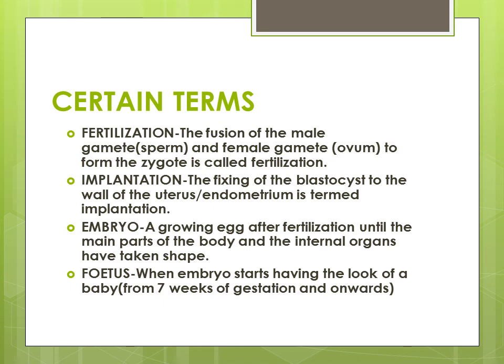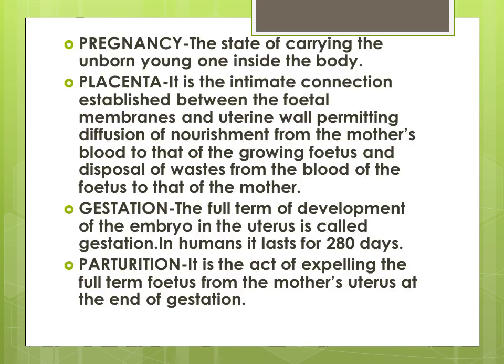Embryo is a growing egg after fertilization until the main parts of the body and the internal organs have taken shape. Fetus. When the embryo starts having the look of a baby, that is from 7 weeks of gestation and onwards, it is called a fetus. Pregnancy. The state of carrying the unborn young one inside the body is called pregnancy.